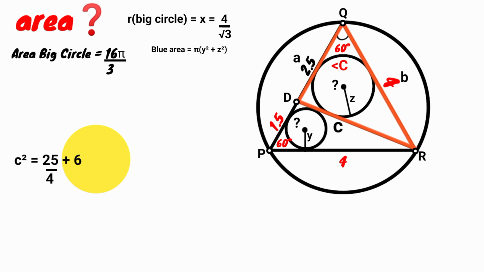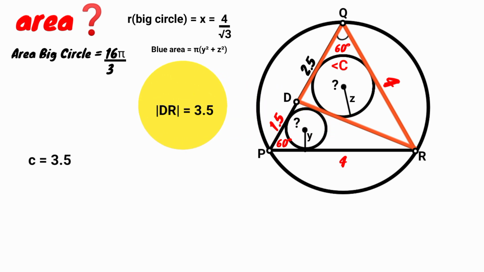16 minus 10 is 6. 25 over 4 plus 6, simplifying into a single fraction, is (25 plus 6 times 4) all over 4. 6 times 4 is 24. 25 plus 24 is 49. So C squared equal to 49 over 4. Take the square root of both sides. Here the square root of C squared is C, while here the square root of 49 over 4 is 7 over 2. So C equal to 7 over 2. Therefore, the length of this side is 3.5. We say side DR equal to 3.5.